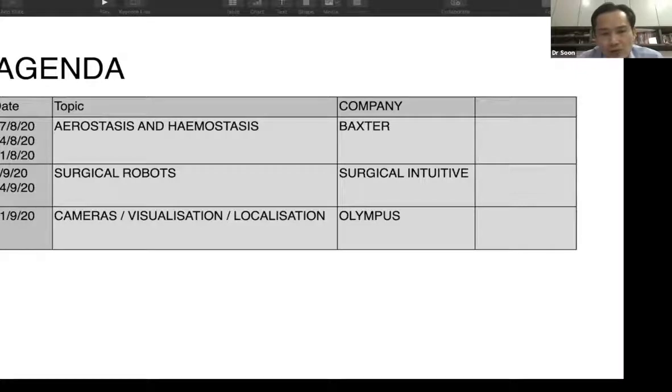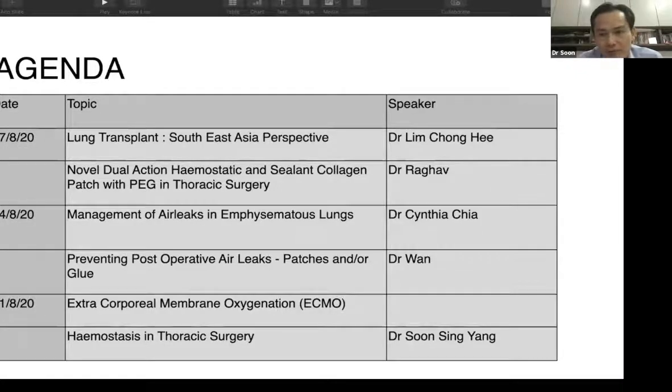So for the next 3 weeks, we are going to be partnering with Baxter. The next Monday, we're going to be talking about lung transplantation from a Southeast Asia perspective. The speaker is going to be Dr. Lim Chong Hee from Singapore. And the Baxter rep will be Dr. Raghav. He is going to speak to us about a novel dual-action hemostatic and sealant collagen patch in thoracic surgery.